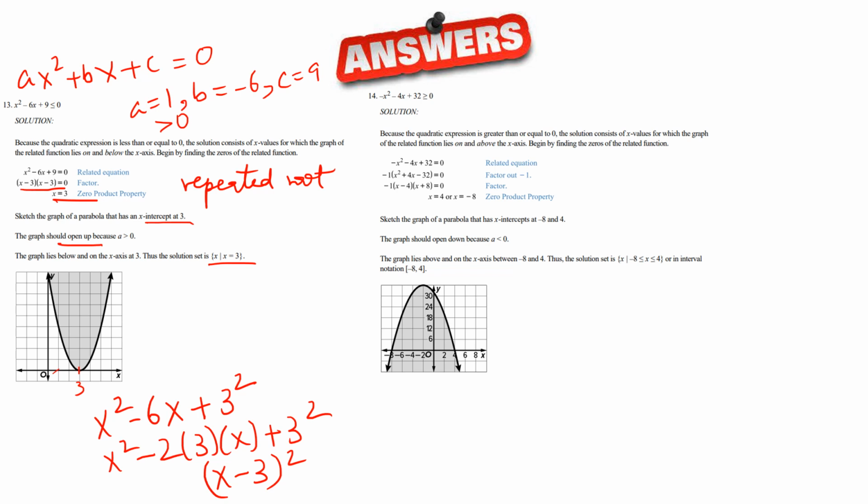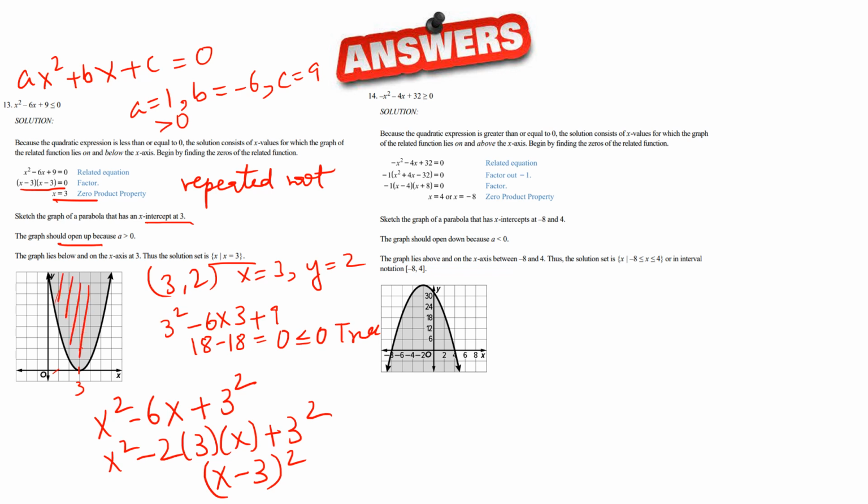Now, you will take a test point. For example, I take a point 3, comma 2 here. This point 3, comma 2. So, x is 3, y is 2. Put it in this equation. What are you getting? Let's do it. So, this is 3 square minus 6 threes are 18 plus 9. So this is 9 plus 9, 18 minus 18, which is 0, less than equal to 0. So is this true? This is true. That means this area which is inside would be shaded. The test point has given you the correct answer.